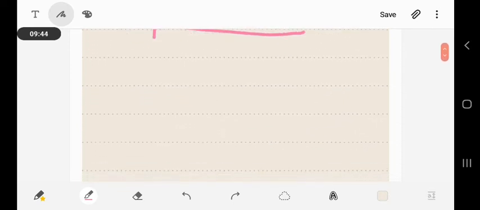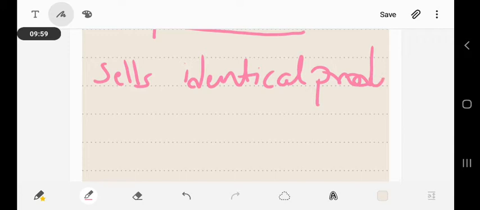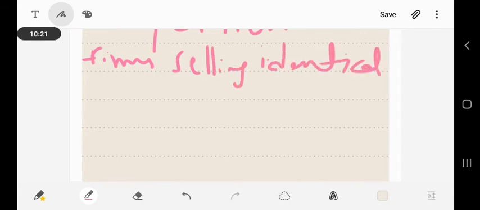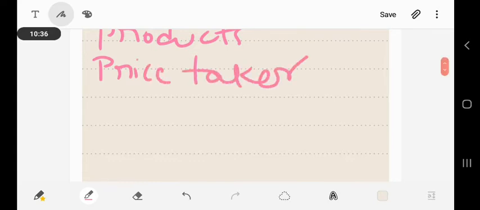What is a perfect competition? In perfect competition, all firms sell identical products. Identical products means products of the same nature. All the firms are price takers.